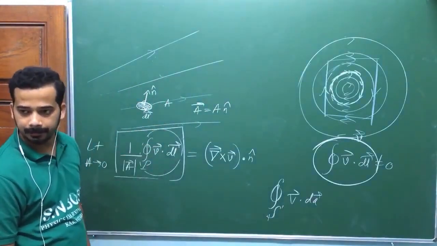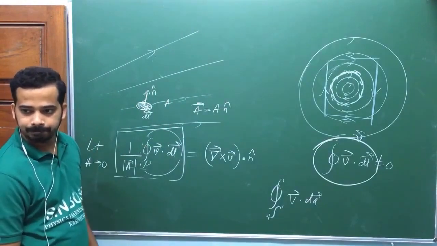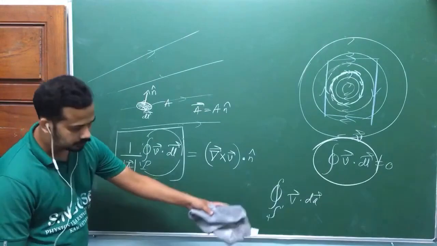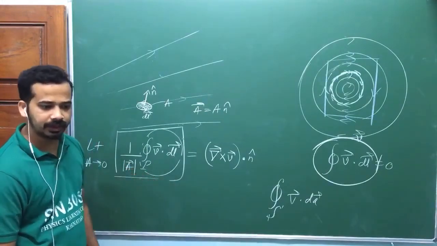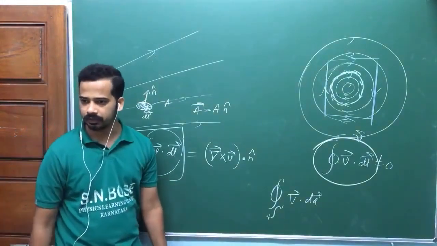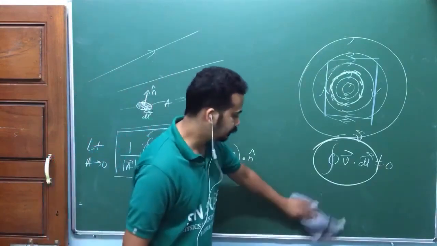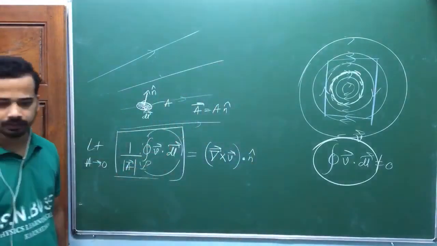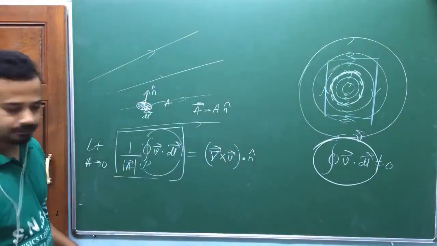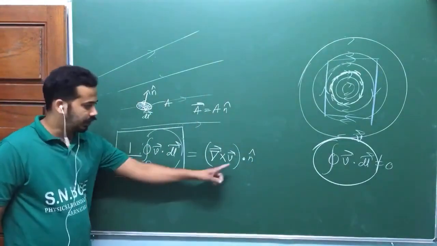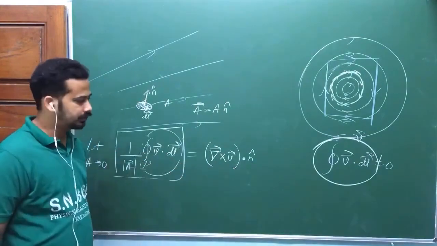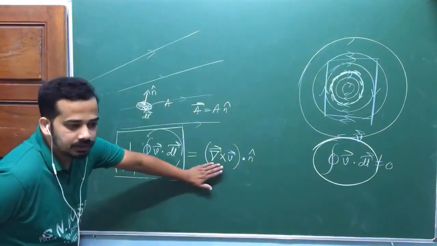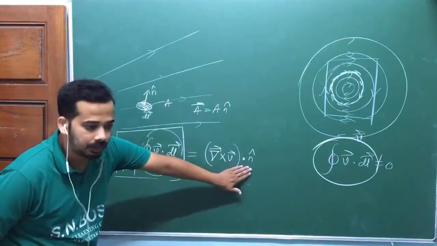Circulation is a scalar, obviously. Flux was also a scalar. Circulation is a measure of something. It's not a vector, it's a scalar. This whole thing is a scalar. Once you take the dot product, the vector is gone. Scalar divided by a scalar is not a vector. You have taken a dot product on the right-hand side.